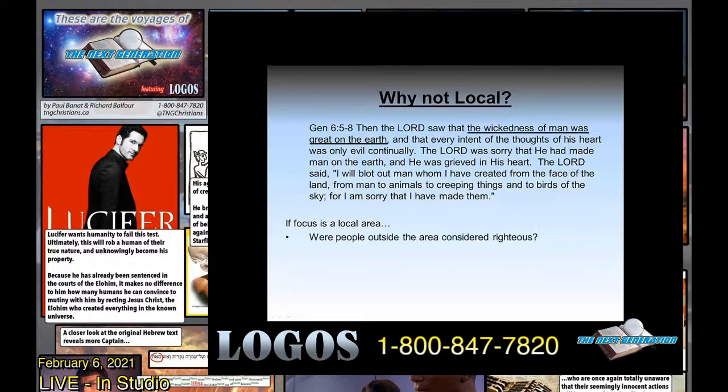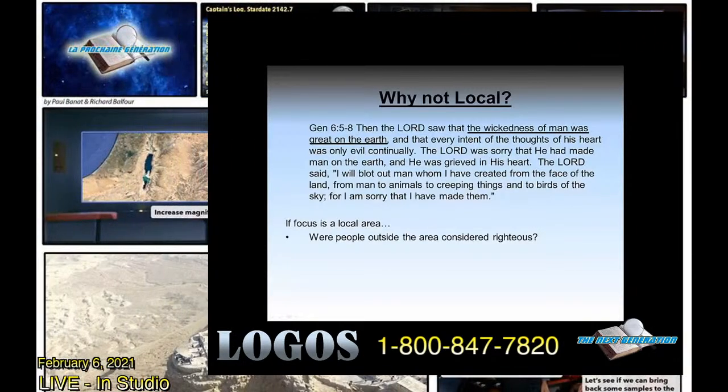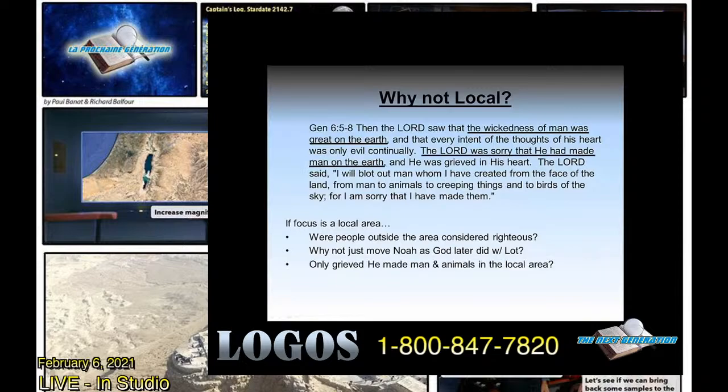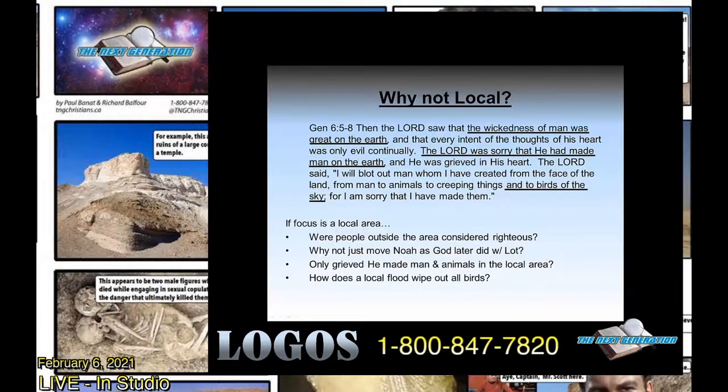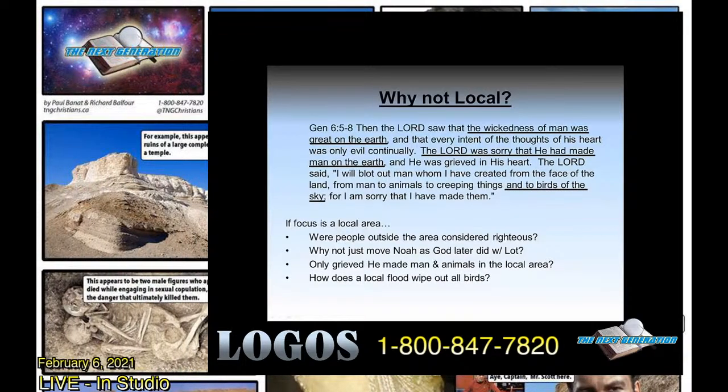Were people outside the area considered righteous? Why not just move Noah, who was given 120 years warning ahead of time? This is what God did with Lot. Was God only grieved that he made man and animals in the local area? Later in chapter 9, the flood is claimed several times to have destroyed all flesh that breathed air. How does any local flood wipe out all birds?